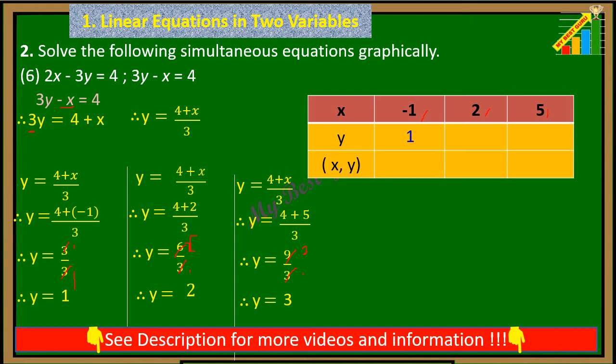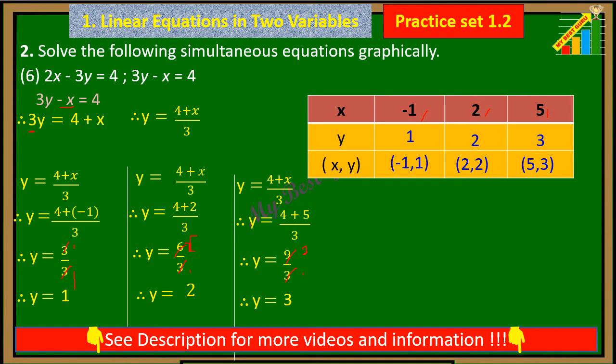Now when you put the value of x as -1, you will get the value of y as 1. So the coordinates are -1, 1. When you put the value of x as 2, you will get the y coordinate as 2. So the coordinates are 2, 2. And when you put the value of x as 5, you will get the coordinate y as 3. So the values are 5, 3.